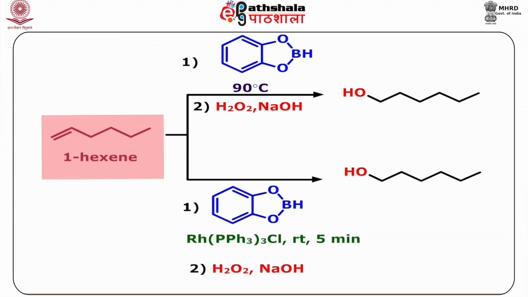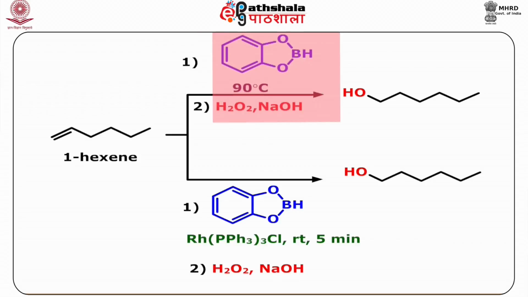As you can see here, 1-hexene, when it is treated with this catechol borane and then later oxidized with H2O2 in the presence of NaOH, we get the corresponding alcohol. But in this reaction, notice that the temperature required is very high, that is 90 degrees centigrade. On the other hand, if the same reaction is performed with catechol borane as the hydroborating agent, but in the presence of Wilkinson's catalyst, then we require only room temperature, and that too within 5 minutes we get the hydroboration. And subsequently, when it is treated with H2O2 and NaOH, we get this alcohol.